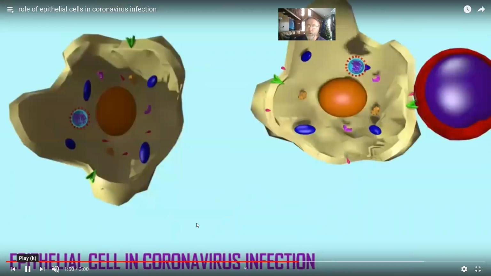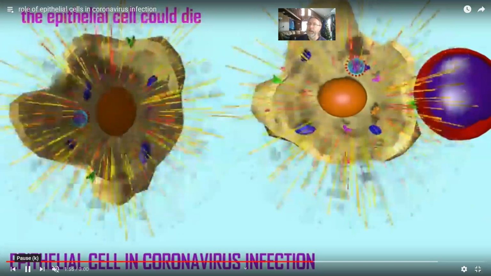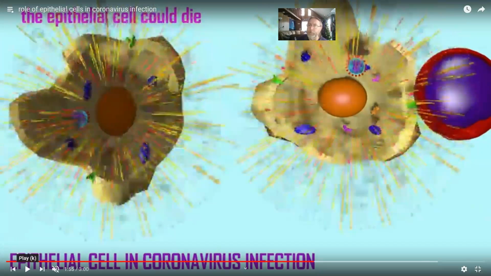If this cell were to die, another thing that could happen is lots of proteins and viral RNA could be in the debris that could then be taken up by other cells, which I'll mention in a second.